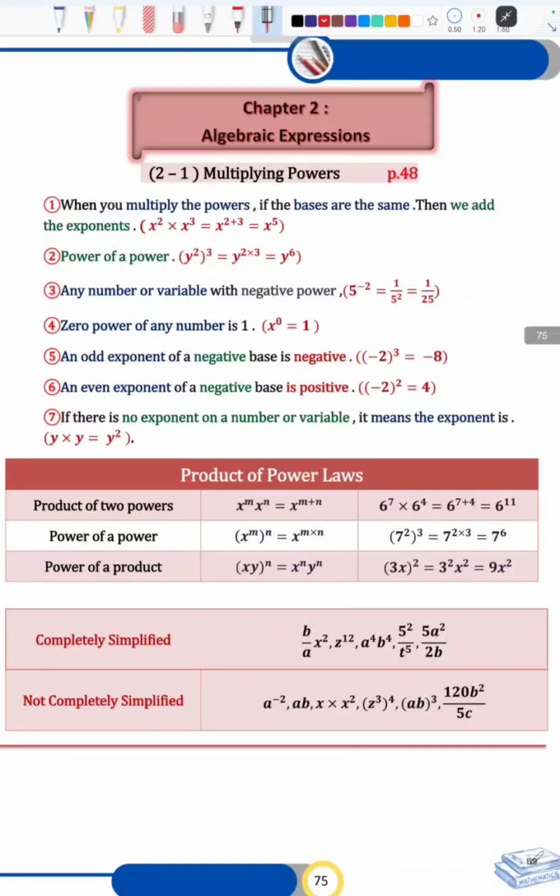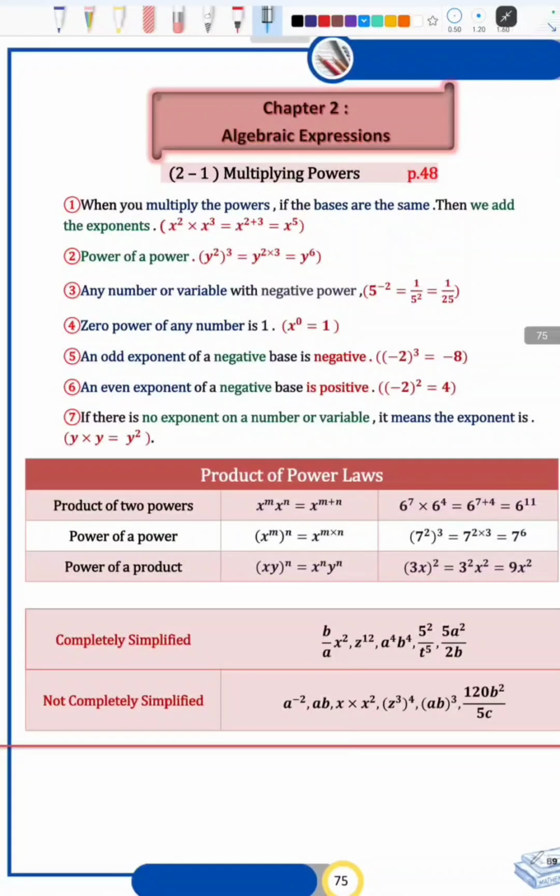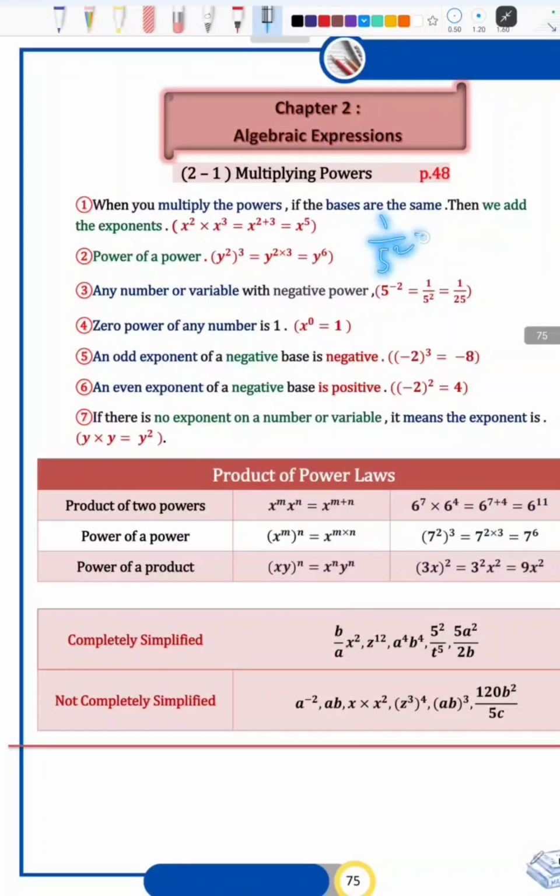Rule number 3. Any number or variable with a negative power, you have to flip it. You have to make it upside down. For example, 5 power negative 2. Since you have a negative power here, as you can see, it's negative 2, I'm going to flip it. It will be 1 out of 5 power 2. 1 out of 5 power 2 equals 1 out of 25.